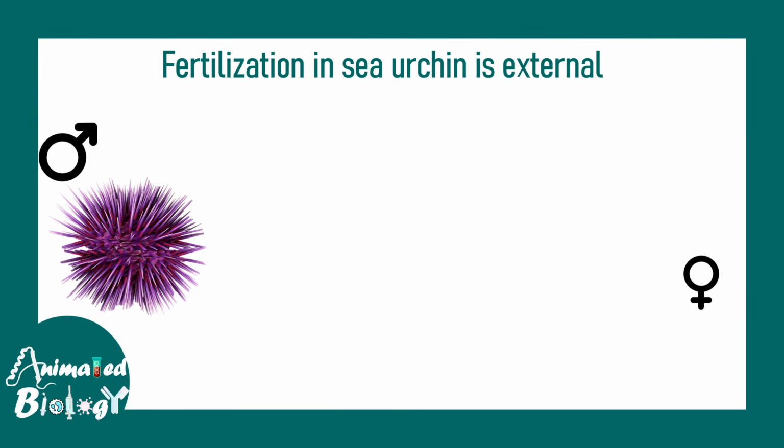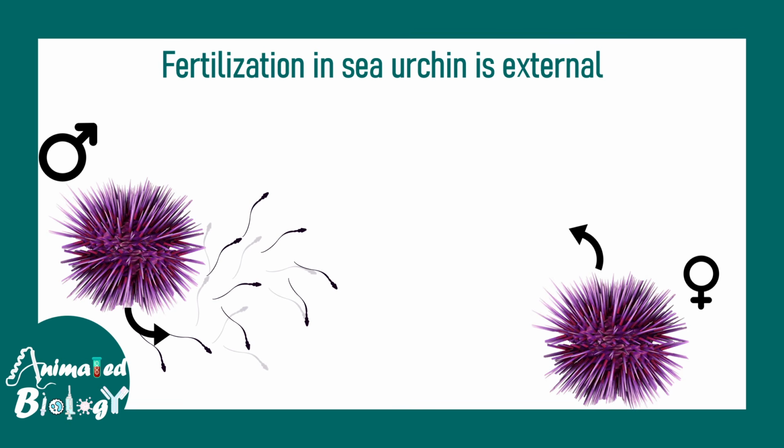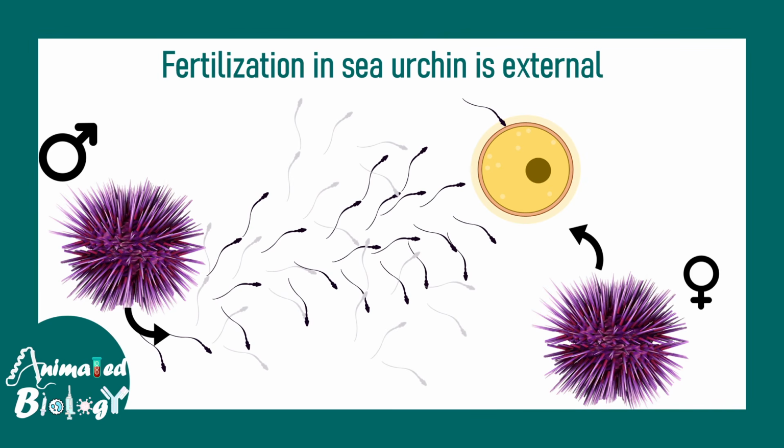Here is a male sea urchin which has released its sperm, and here is a female sea urchin which has released its ovum into the environment. Now the sperm would eventually migrate toward the ovum and fertilize the ovum. That's it. It's quite simple, isn't it? But actually it's not that simple. Let me tell you why.